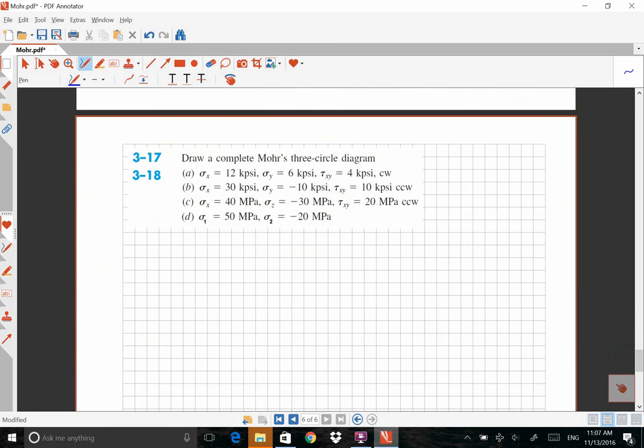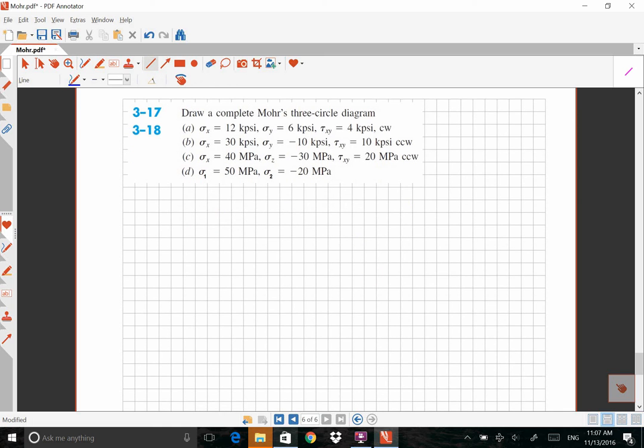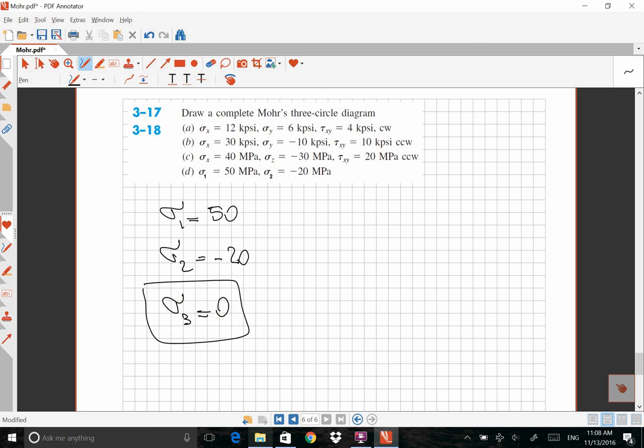And finally, the last example. In the last example, we see that sigma x and sigma y are not given to us, sigma 1 and sigma 2 are given to us. And we said that by sigma 1 and sigma 2, we mean the critical stresses. So first, let me rewrite what I'm given here. Sigma 1 is given to us as 50, sigma 2 is given to us as minus 20. And it doesn't say anything about sigma 3. When the question doesn't say anything about something, that means that thing is 0.